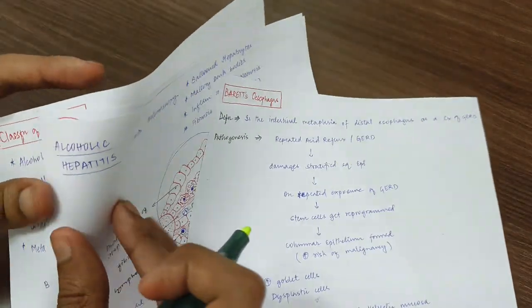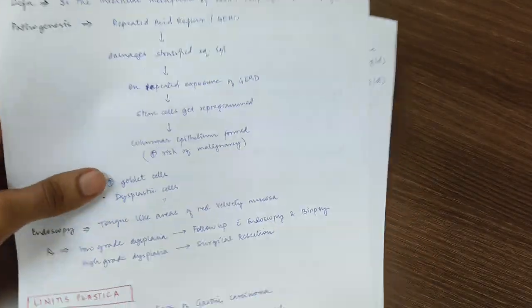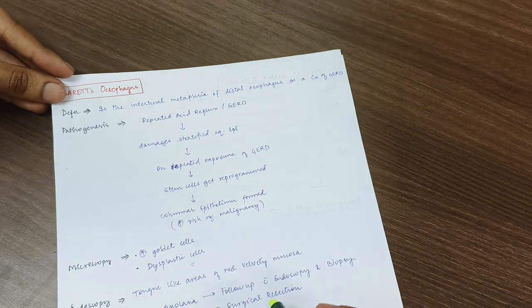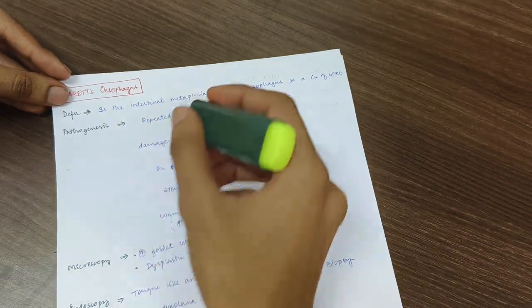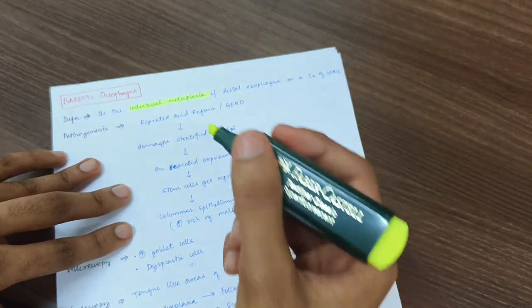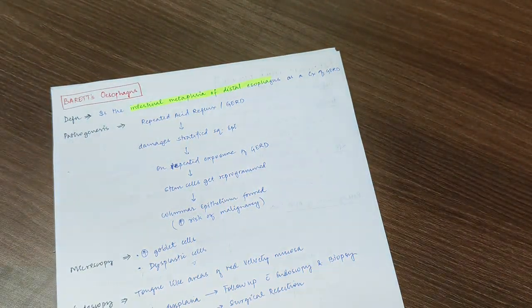Coming to Barrett's esophagus. What is Barrett's esophagus? It is an intestinal metaplasia of the distal esophagus. It is an example of columnar metaplasia. Okay, columnar metaplasia.